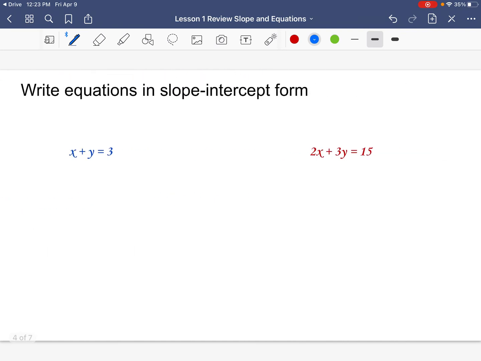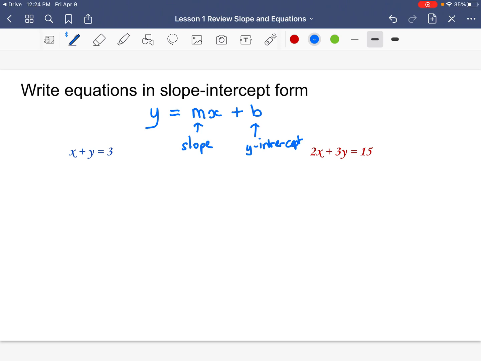And the first thing we're going to do is write equations in slope-intercept form. And just to recall, slope-intercept form is y equals mx plus b, where m is the slope and b is the y-intercept. And so that's why it's called slope-intercept form. And we've got two equations here that we're going to put into slope-intercept form.